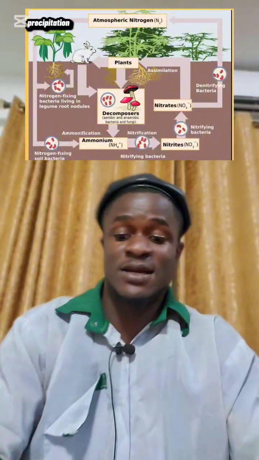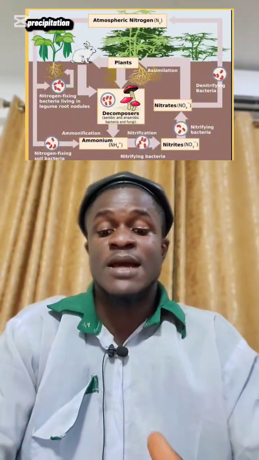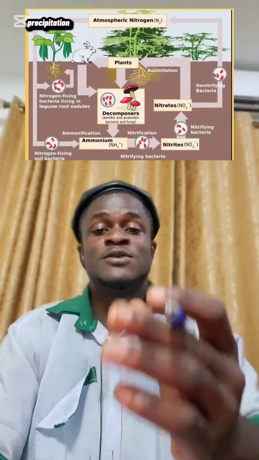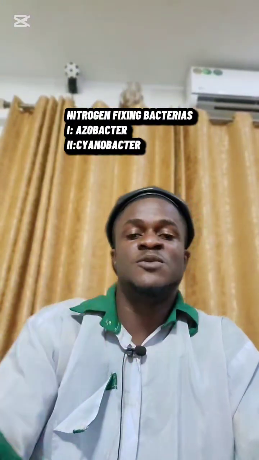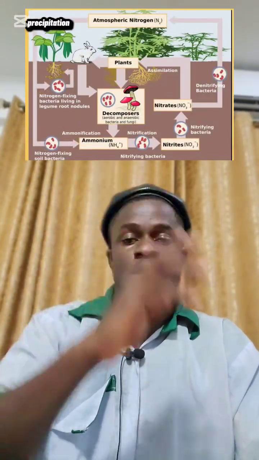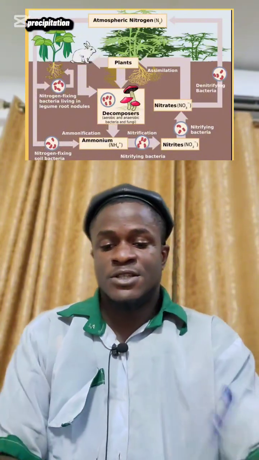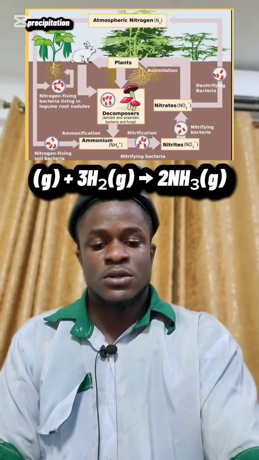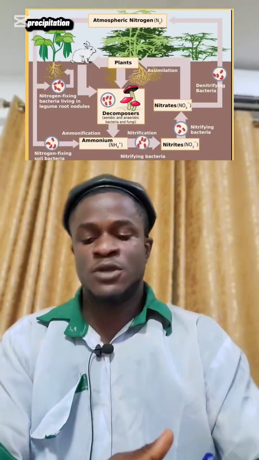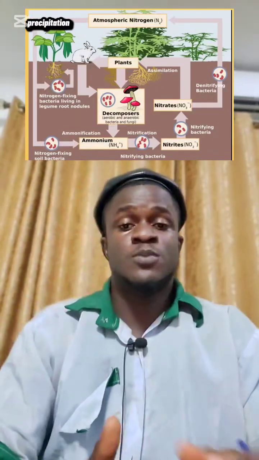And the second part of the diagram is where you will see a part named nitrogen-fixing bacteria living in the legume root nodules. What are the nitrogen-fixing bacteria? First of all, we have Azotobacter and Cyanobacteria. These are the nitrogen-fixing bacteria. What are their functions? Their function is converting nitrogen into ammonia. That is, nitrogen plus hydrogen gives you what? Ammonia.